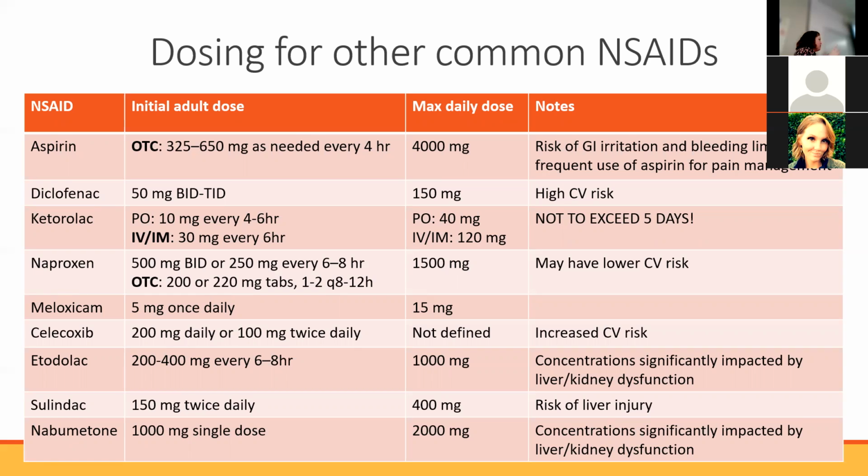Celecoxib is like our COX-2 specific, so we have increased CV risk, but generally well tolerated other than maybe some GI upset or long-term GI effects with chronic use.